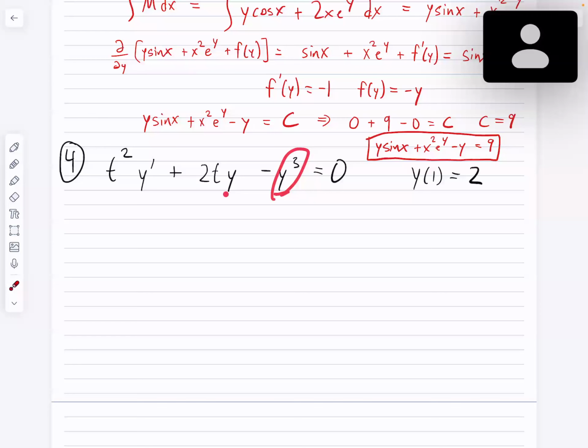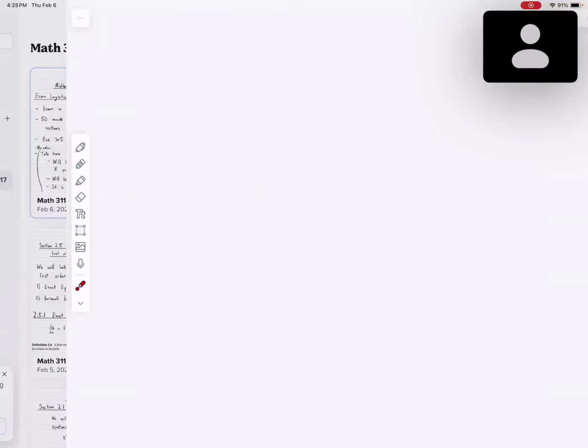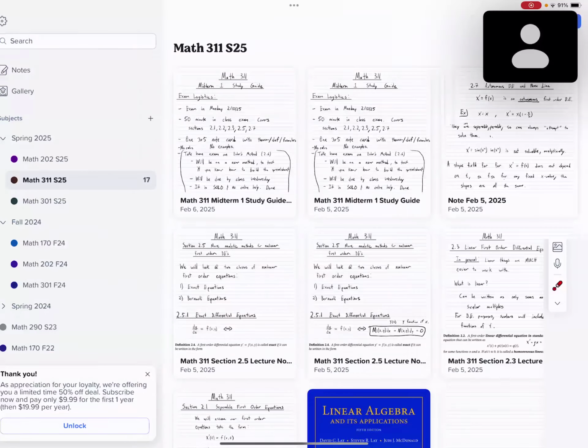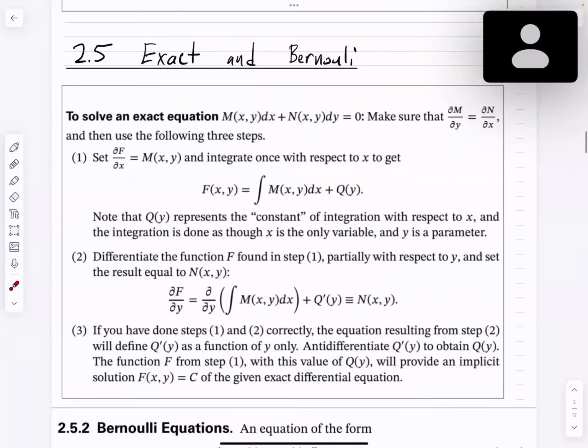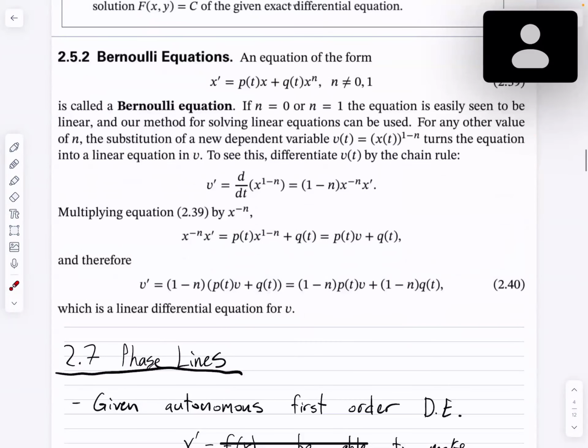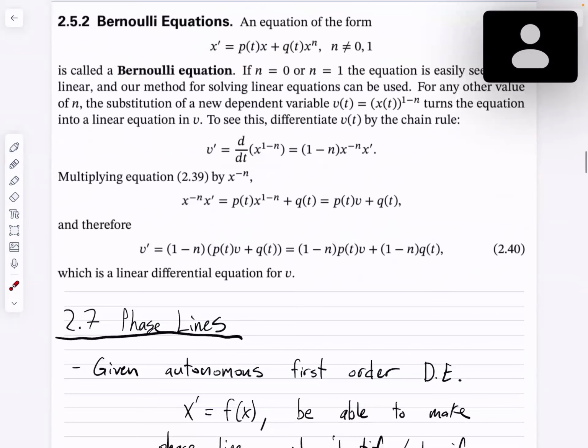this y cubed and y is making me think that it's going to be a Bernoulli type system. And so to get it into Bernoulli form, I actually don't remember what Bernoulli form is. I guess it's in here. Bernoulli form is at the top. Bernoulli form is when you have the derivative equals some function of t times x plus some function of t times x to the n. So let's write it in that form. And then it will boil down to what you get in v prime.